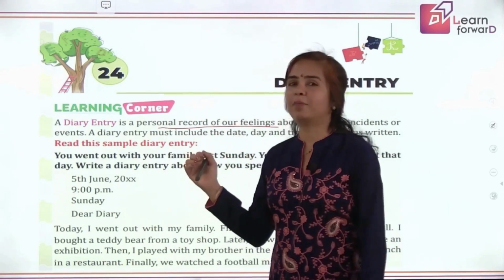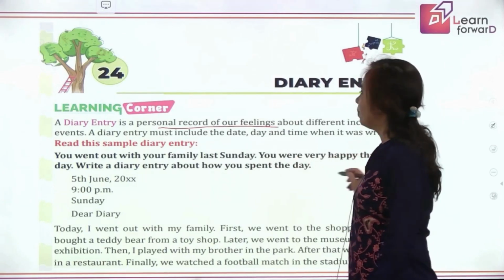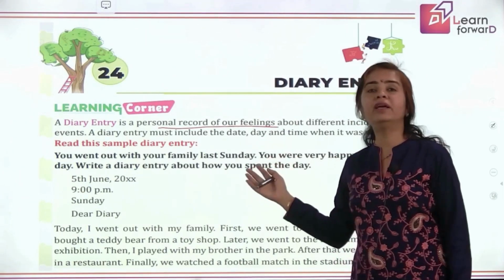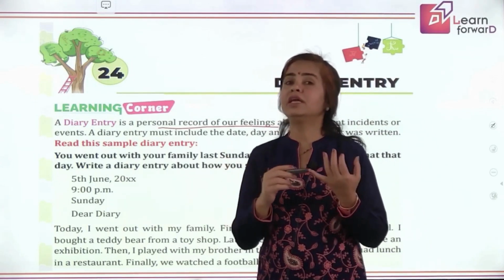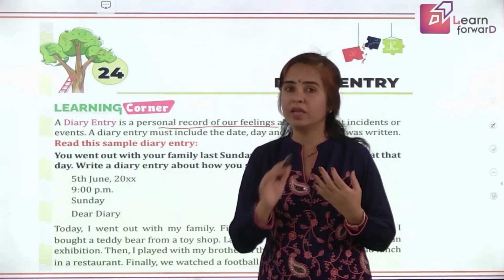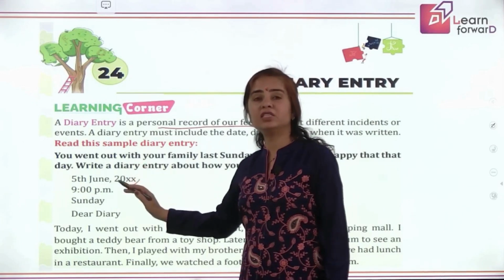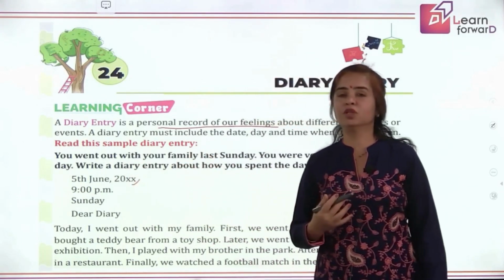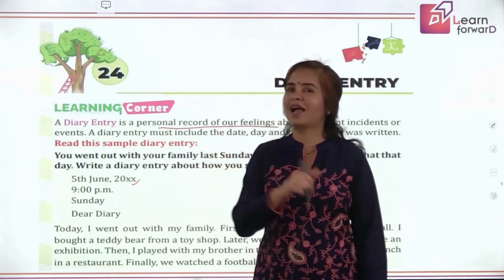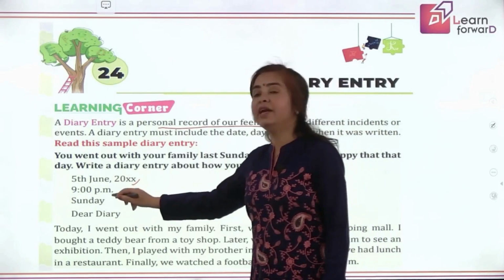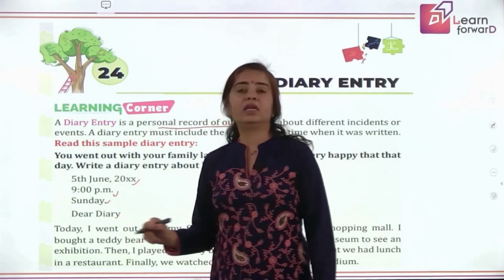So here's an example for you. Let's read it out. You went out with your family last Sunday. You were very happy that day. So you have to write a diary entry about how you spent the day. So as I told you, mentioning the date, day and time is a very important part of a diary entry. So we begin by writing the date here. Whatever date it is, when you are sharing your experience with your diary, you make the diary your friend. Just like we say books are your best friends, the diary becomes your good friend there. Then you write the time, at what time you are making that note, and the day also.